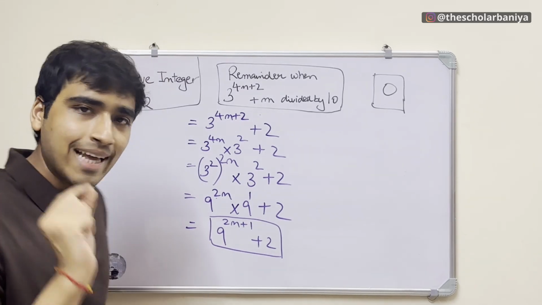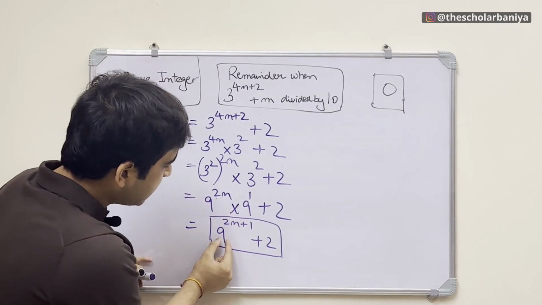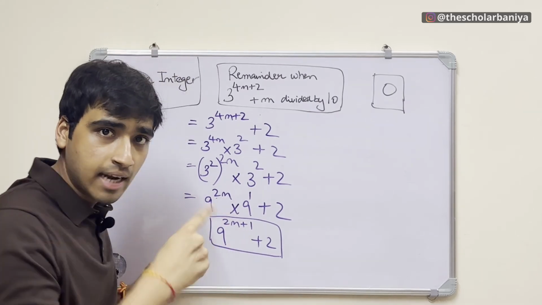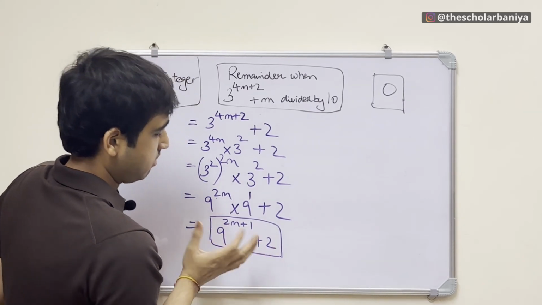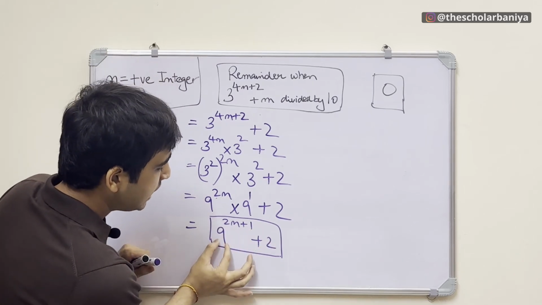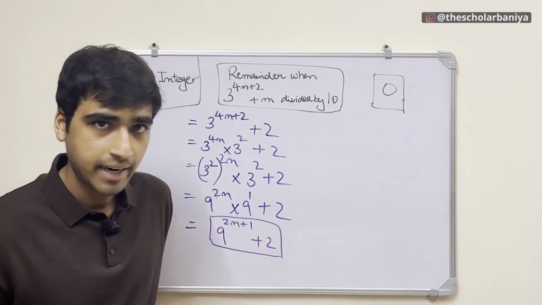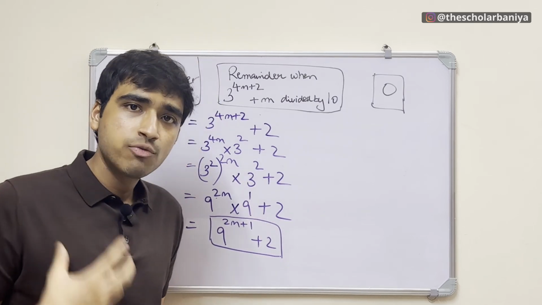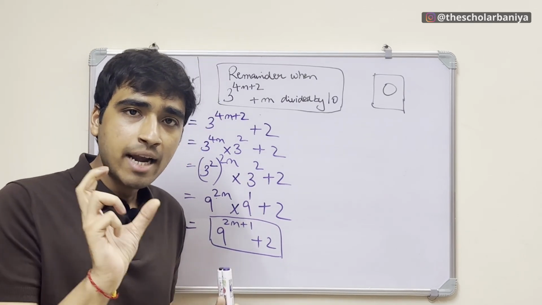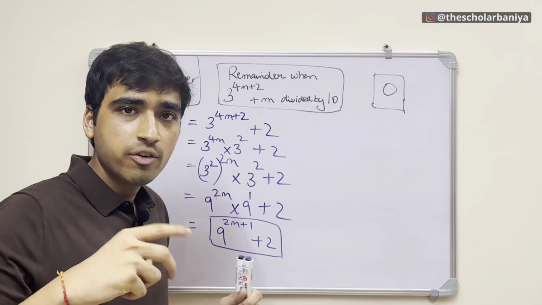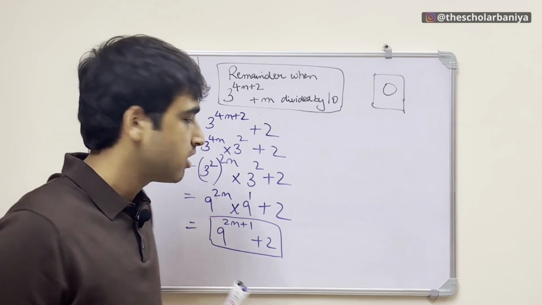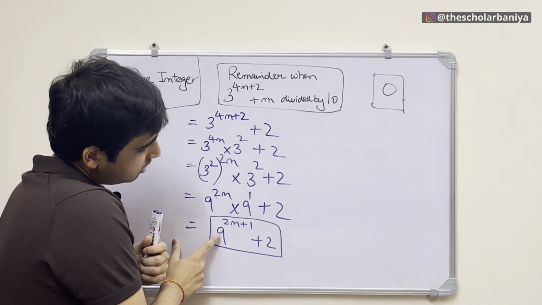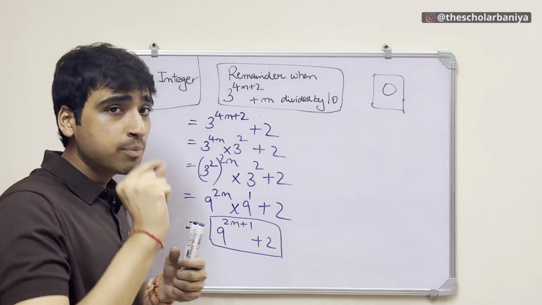Now tell me one thing. So this is 9 raised to the power of something. What is something? Something is this. So 9 to the power of something plus 2, right? Now in such kind of questions, what you have to do is see and match the patterns. You have to try to understand the patterns, because what we are getting is 9 to the power of something.